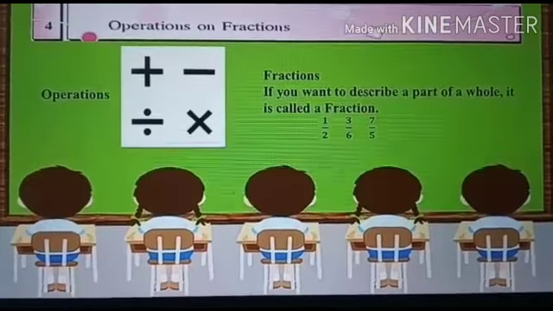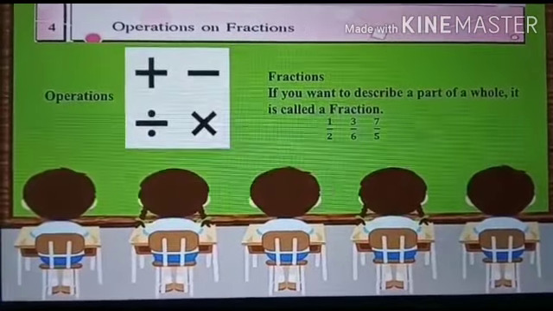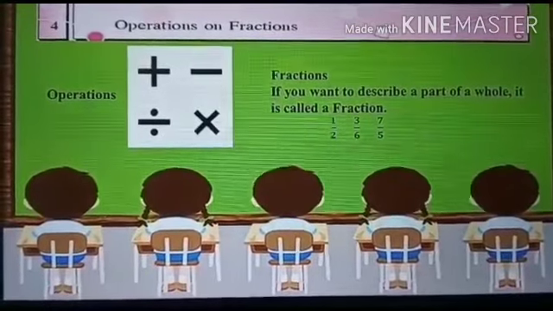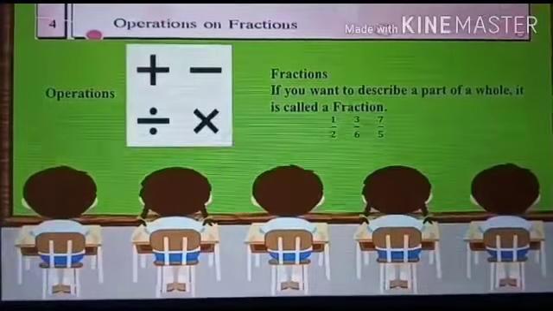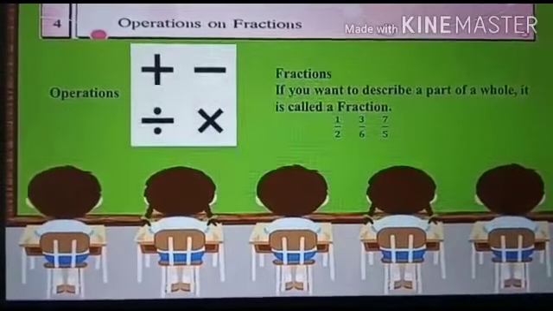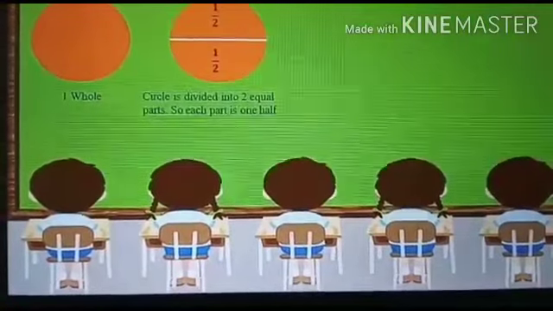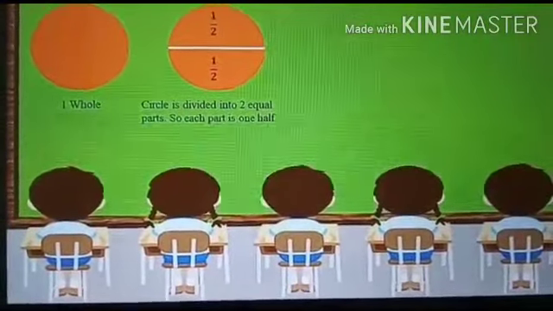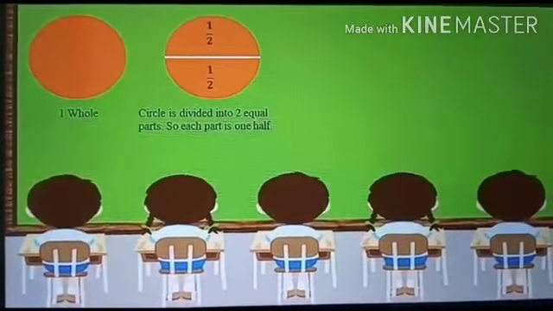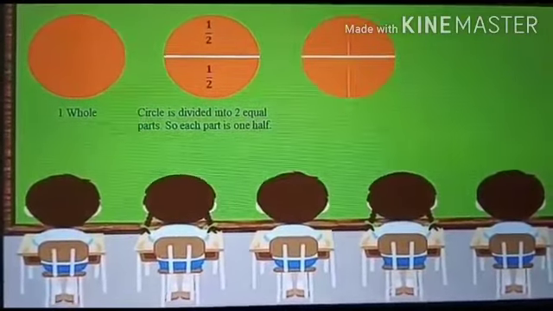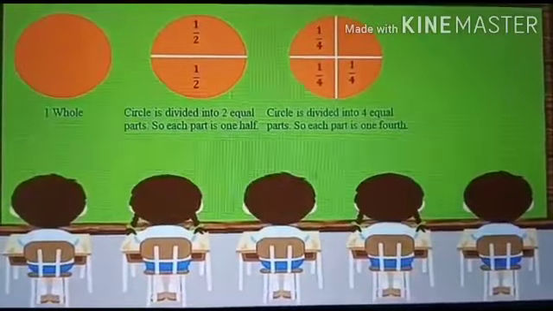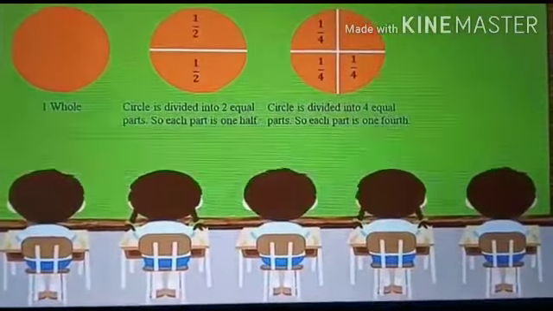Here, operations means mathematical operations: addition, subtraction, division and multiplication. If you want to describe a part of a whole, it is called a fraction. This is a whole, and if we divide this circle, it is divided into 2 equal parts. So each part is 1/2. If we divide it further into 4 equal parts, each part is 1/4.